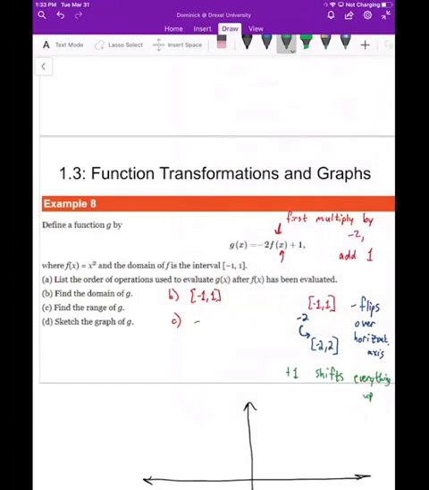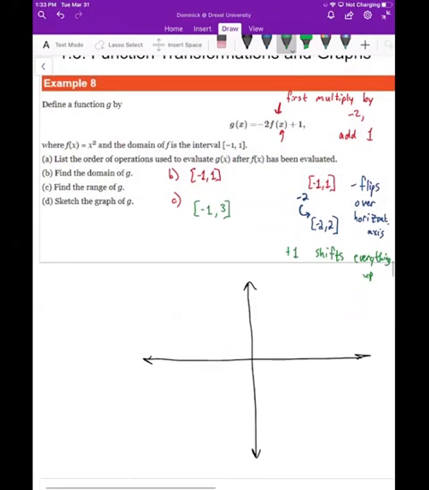So it looks like our new range is going to be, if I add 1 to -2, I'm going to get -1. If I add 1 to 2, I'm going to get 3. Okay, so what's this graph look like? Well, the original will look like this.